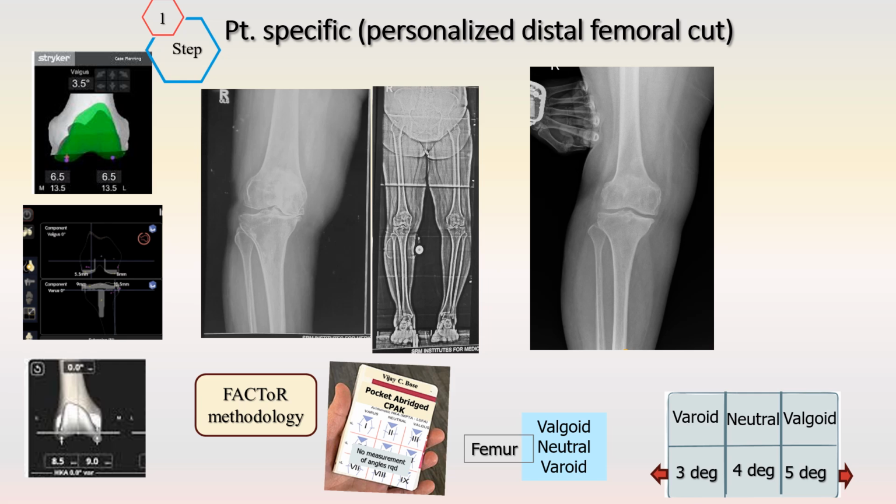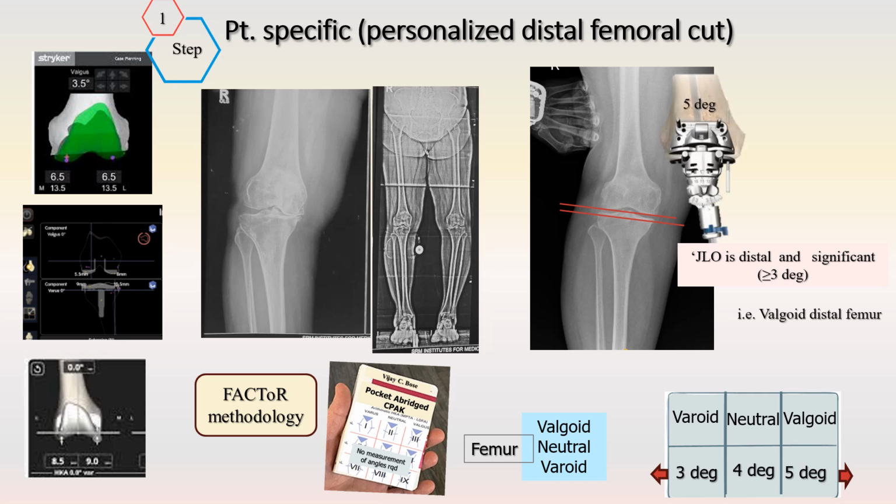So here's an example. It's the same patient I've shown here. We've taken a valgus stress film. Now we have drawn the joint line, and now we know that the joint line obliquity is distal and significant, greater than 3 degrees. Therefore, it becomes a valgoid distal femur. So I need to cut this femur in 5 degrees of distal femoral cut or valgus.